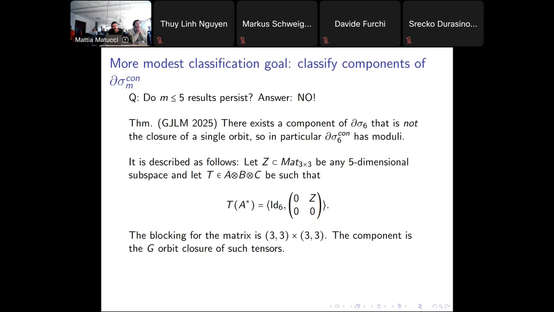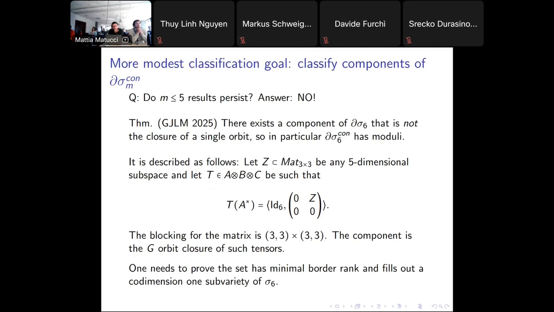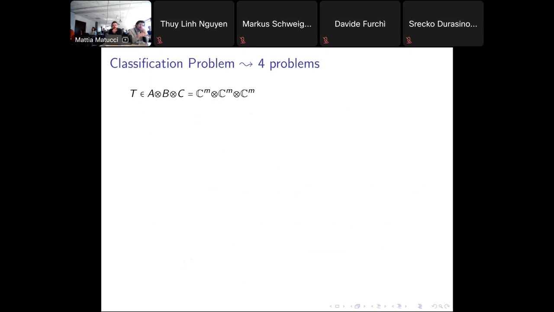I'll give you the landscape in a moment. Yeah, so this is what I said. There is something to prove. I mean, it's not so difficult to prove its minimal border rank, but it's a little bit more tricky to prove that it fills out a codimension 1 subvariety. That's a non-trivial calculation. We actually have 3 different proofs of it, so I'm pretty sure it's true. All right, so now we've got to explain where this is coming from.